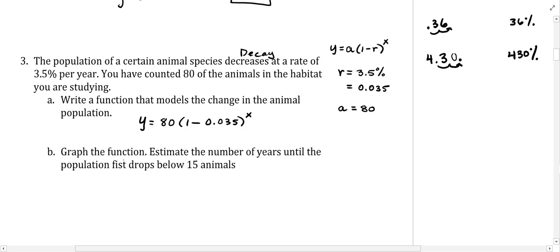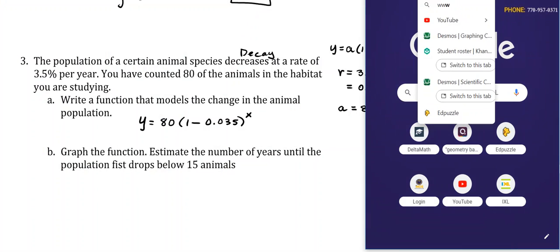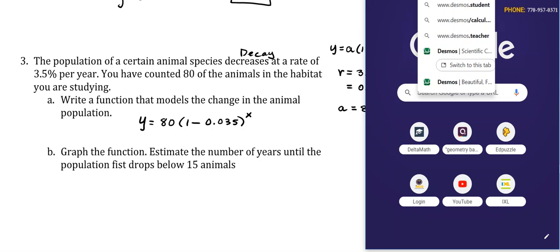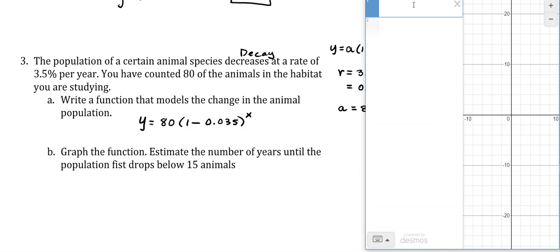Graph the function. Estimate the number of years until the population first drops below 15 animals. Okay, so if we just go to decimals and graph this one, www.desmos calculator. So y equals 80 times 1 minus, raised to the x.